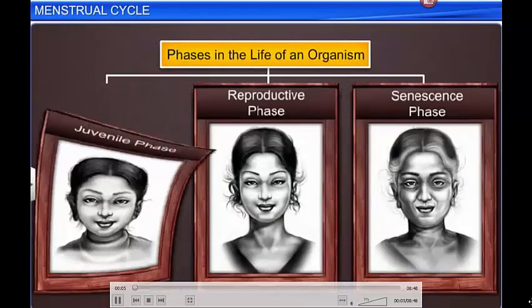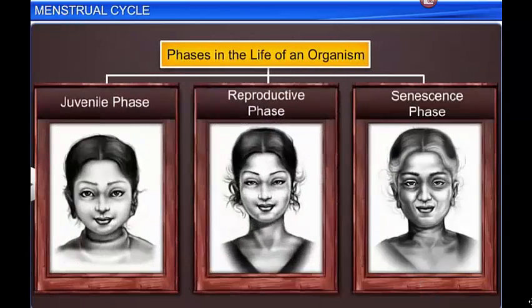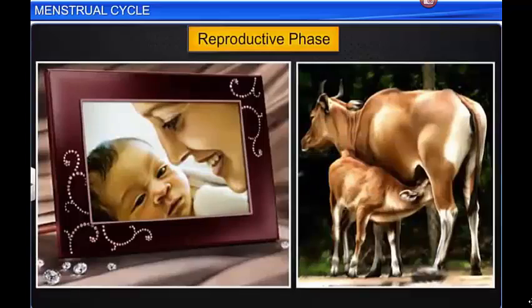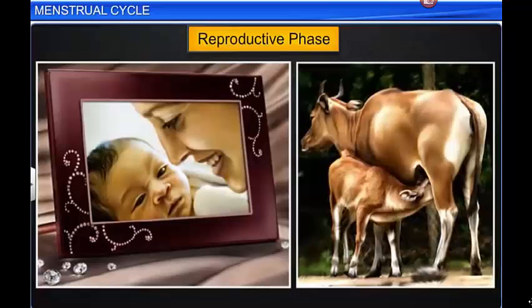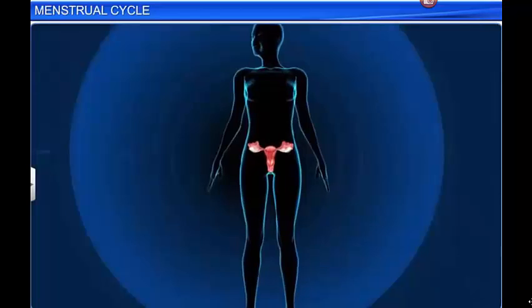The life of an organism has three phases: the juvenile phase, the reproductive phase, and the senescence phase. During the reproductive phase, organisms give birth to offspring. Interestingly, most organisms display certain morphological and physiological changes during the reproductive phase.